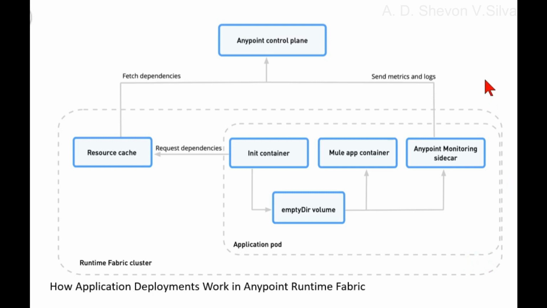Four, Runtime Fabric generates appropriate Kubernetes resources including deployment, config map, secrets, services, and ingress. Five, if the Kubernetes deployment resource includes the init container, it fetches the dependencies from the Runtime Fabric resource cache. Six, if the resource cache doesn't contain required dependencies, Runtime Fabric fetches them from the control plane and adds them to the resource cache.